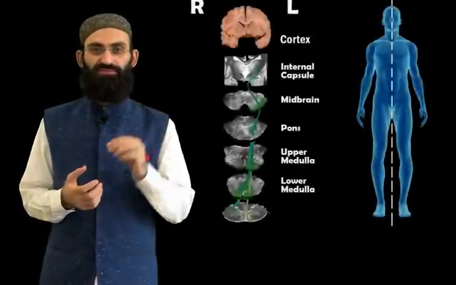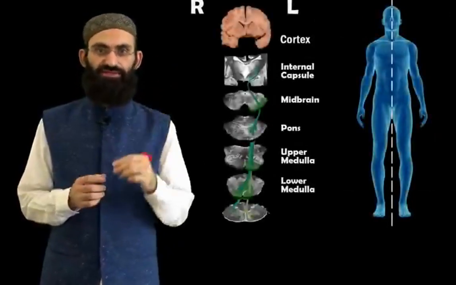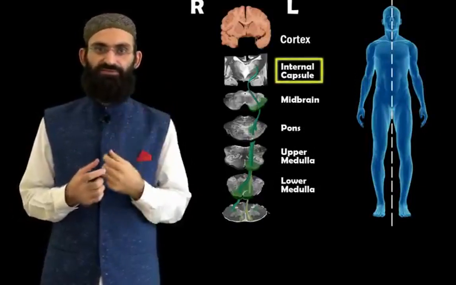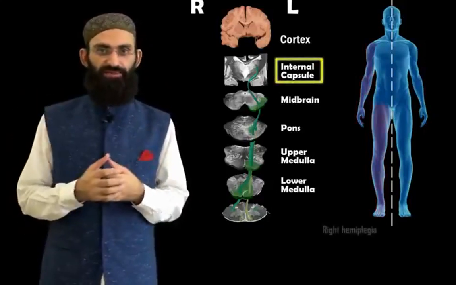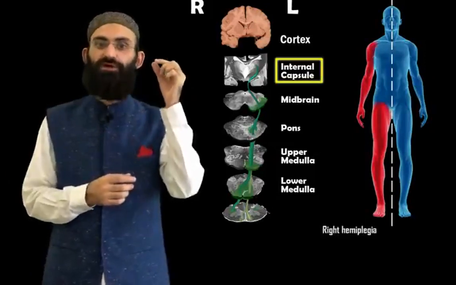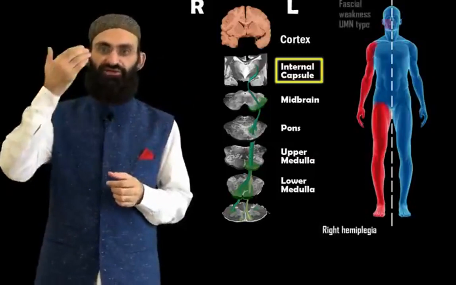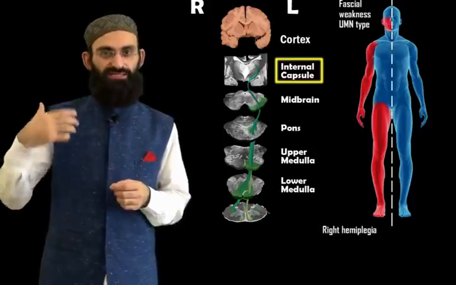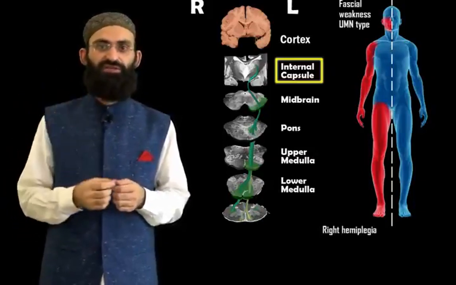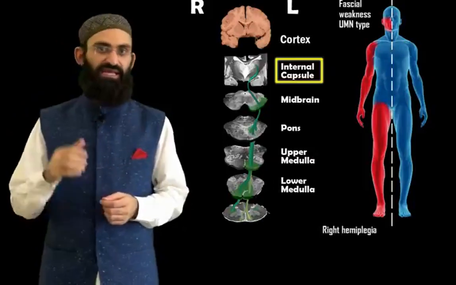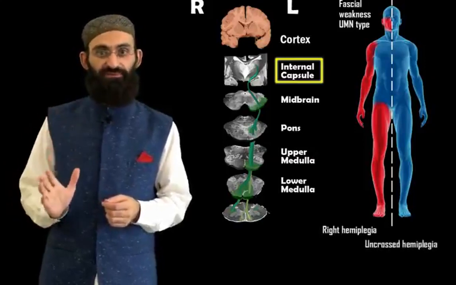Now after considering brainstem lesions, we will look at what happens in case of internal capsule and cerebral cortex lesions. In case of a left internal capsule lesion, there will be right-sided hemiplegia, and because there is also involvement of left-sided corticobulbar fibers, you will also find right-sided facial weakness of upper motor neuron type. Now the weakness has not crossed the midline, and this is called uncrossed hemiplegia.